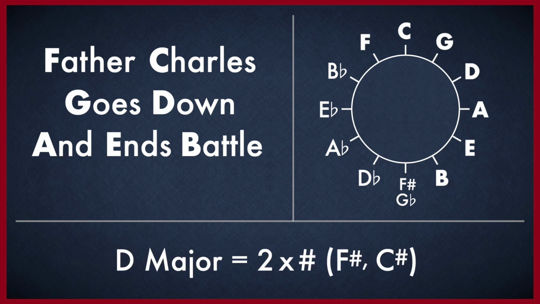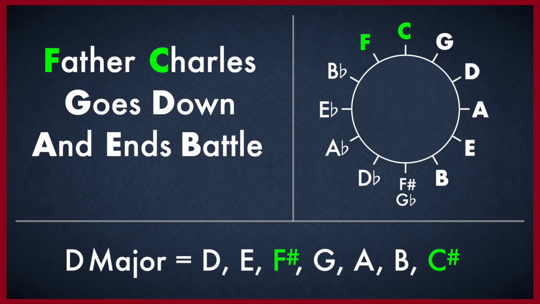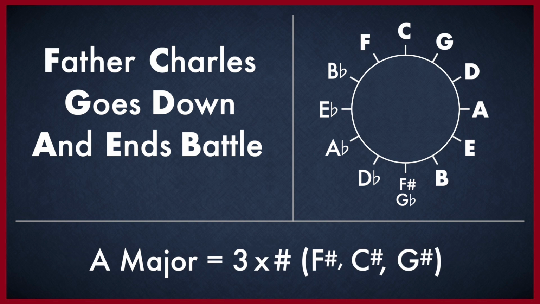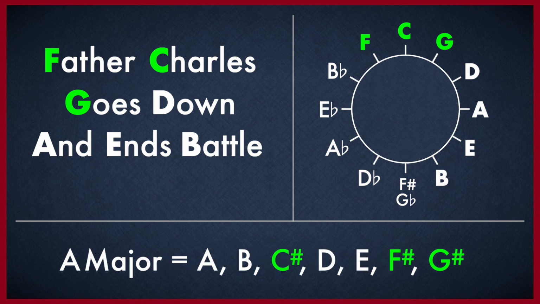In the next key, D major, we have two sharps, which are F and C for Father and Charles. So D major contains D, E, F sharp, G, A, B and C sharp. The next key would be A, which contains three sharps, F, C and G for Father Charles goes. So A major contains A, B, C sharp, D, E, F sharp and G sharp and so on.